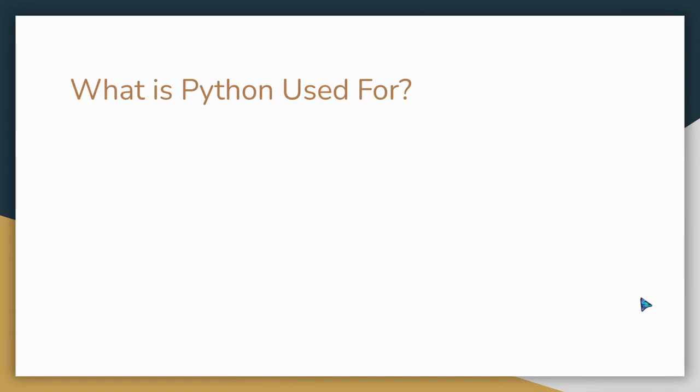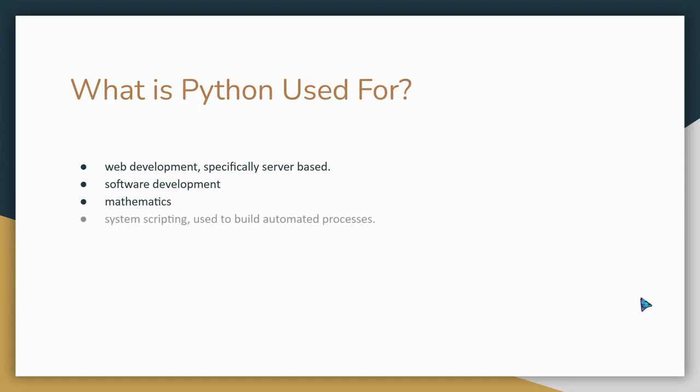Okay, what is Python used for? So Python can be used for web development, specifically server-based, software development, mathematics, which is basically computing super complex mathematical problems, and system scripting, which is basically used to build automated processes.